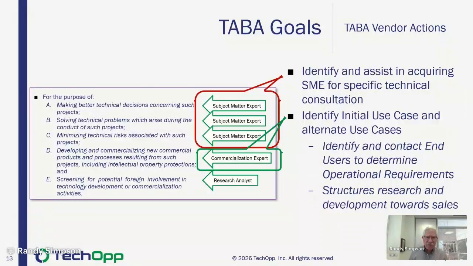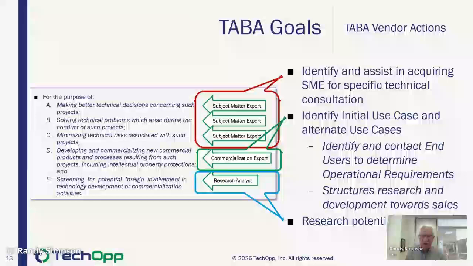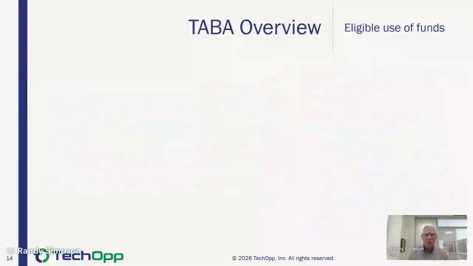The commercialization effort is the TABA vendor should be identifying initial and alternate use cases and help you contact the end user to determine real operational requirement set, and then structure that research and development towards sales that would come from that. And this research analyst, a TABA vendor should be able to give you research analysts to help go research potential partnerships and make sure you stay out of this foreign involvement challenge.